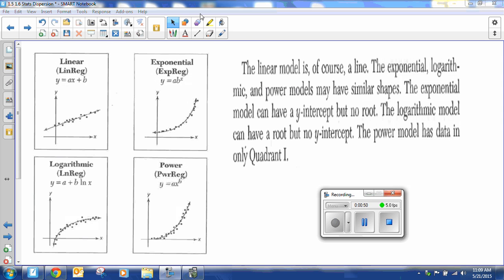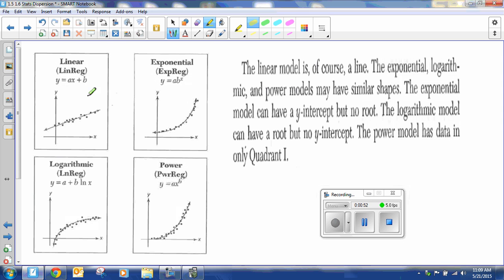So here's a quick snapshot of various types of regressions. Here we have our linear regression, which you're used to. It's like the line of best fit, which you may have heard from Algebra 1. Here we have exponential regression, which if you remember, when x is 0, y is always equal to 1, because anything to the 0 power is 1.